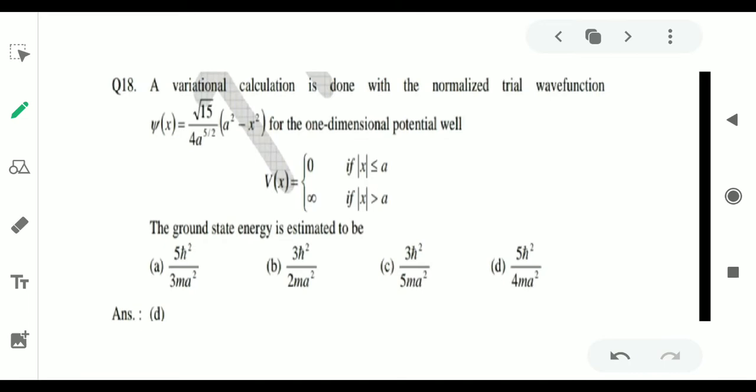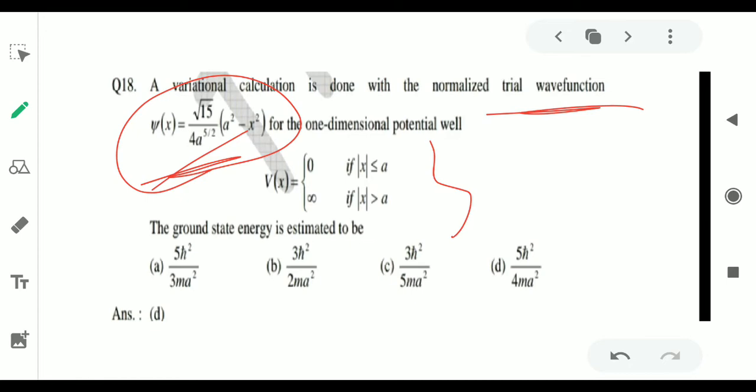The method we have used is the variation method. The variation calculation for the normalized constant: the trial wave function is given. We have already been given the trial wave function, so we don't need to find or take any trial wave function. The limit is given, and we have to find the ground state energy. The variation principle will give the ground state energy correction.